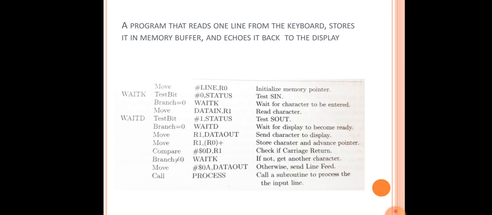If it is not equal, that means it is not the end of the line, then we need to repeat the entire process. That means first we need to check the status of the keyboard, then the data entered at the keyboard is moved to register R1, then again checking the status of the display unit, and if it is ready, the data at R1 is moved to the display device, and then storing that character onto the memory unit, and so on.